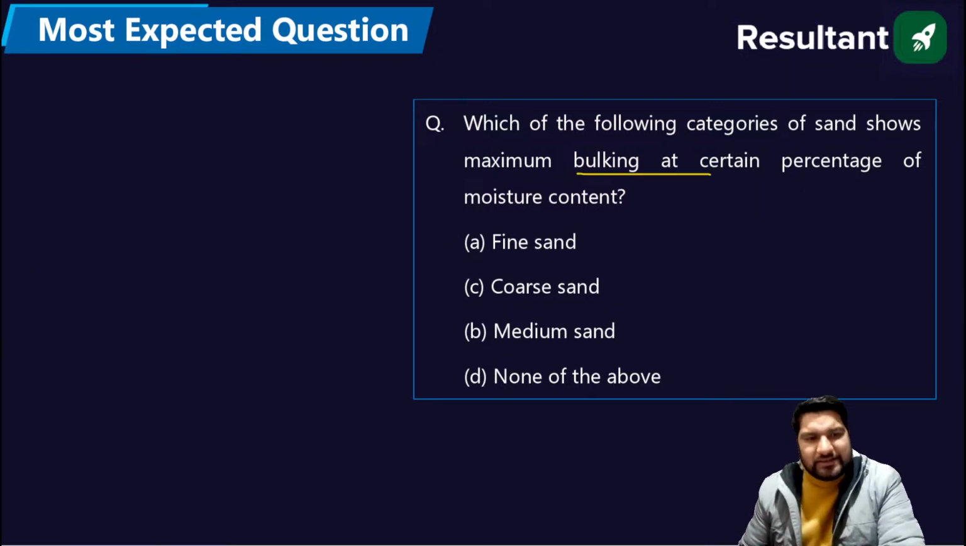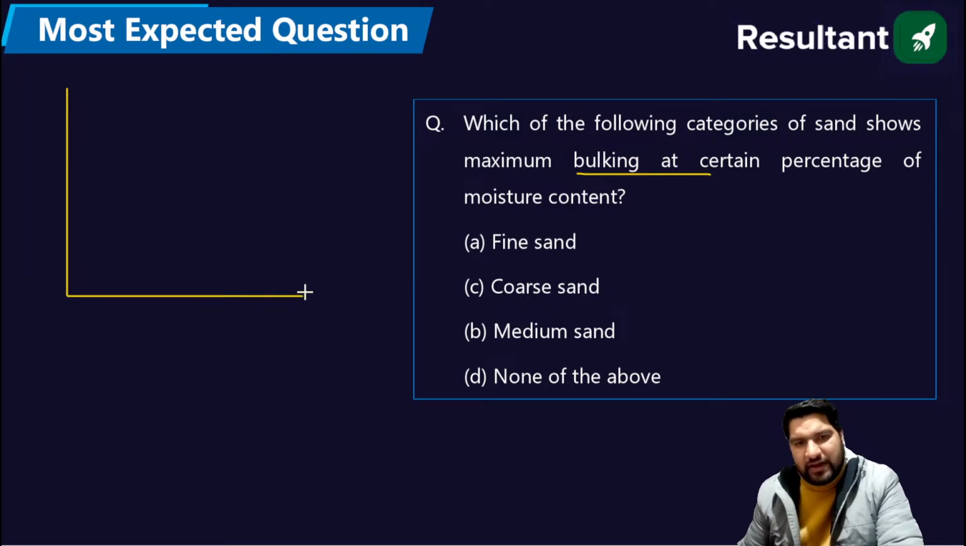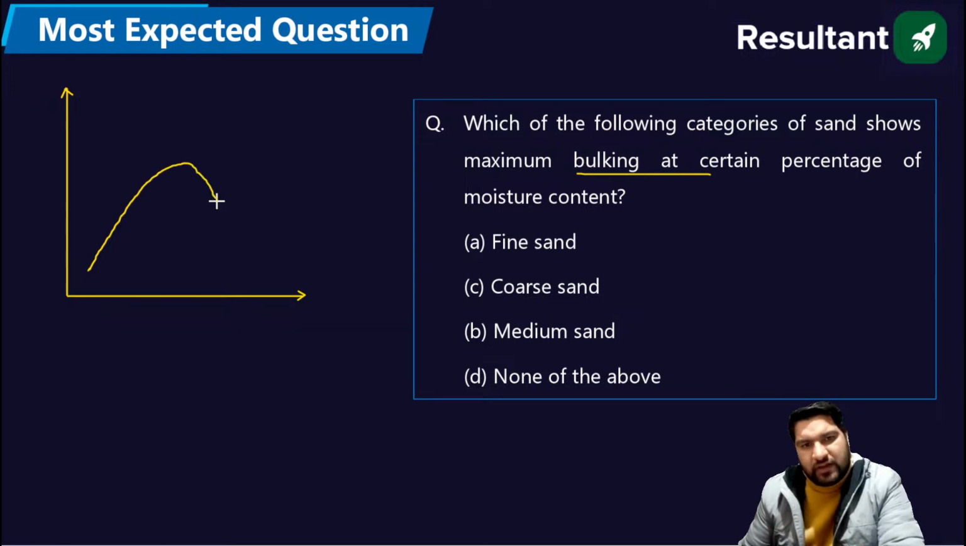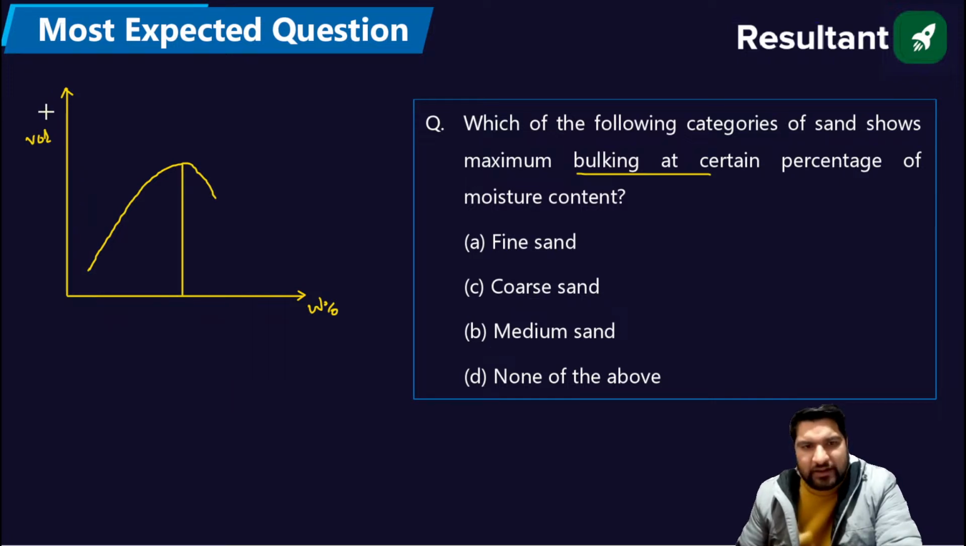Okay, guys, if we make a graph between the volume and the moisture content of the sand, this is the moisture or water content, and this is the volume. Guys, there is an increase in the volume till a certain water content, that is up to 5%. Up to 5%, there is the maximum bulking.